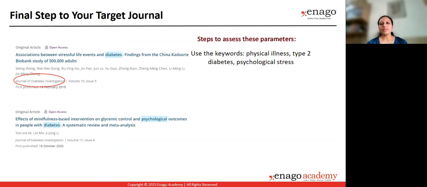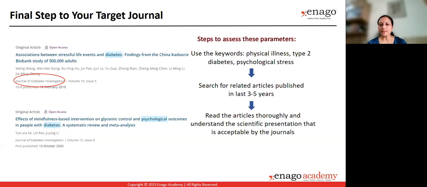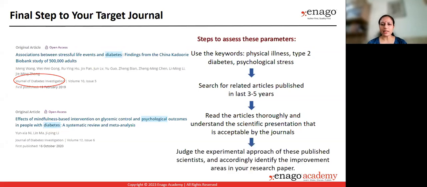Now, just a brief on the steps that we have seen to assess these parameters. We have used the keywords: physical illness, type 2 diabetes, and psychological stress. Using them, we have searched for related articles in these journals that were published in the last 3 to 5 years. Read these articles thoroughly and understand the scientific presentation that is acceptable by them. Accordingly, please judge the experimental approach of these published scientists, and you can identify the potential improvement areas in your research paper right away.